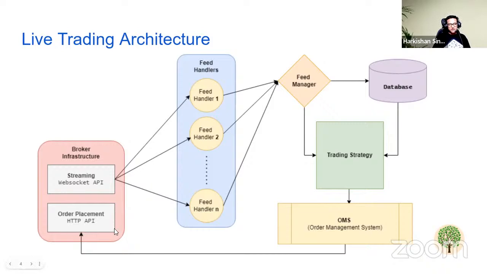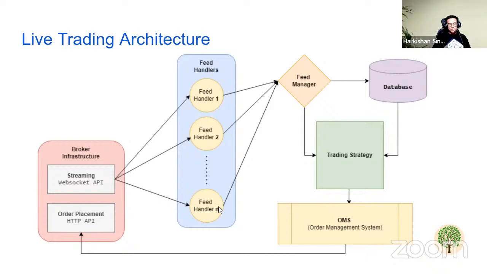Whereas the order placement API is a kind of REST API, which works over HTTP. Whenever an order is generated, you basically send the order details over HTTP to the broker, and the broker receives that and executes on it.